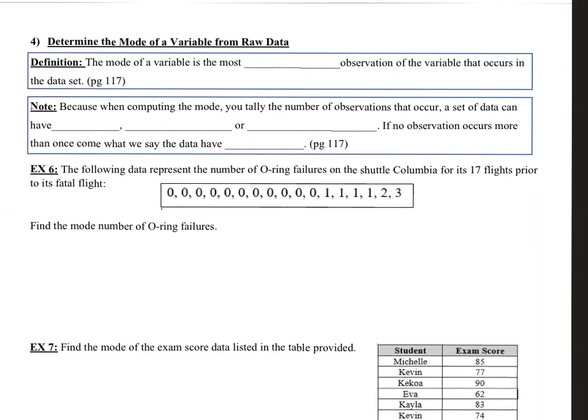Objective 4. Determine the mode of a variable from raw data. So by definition, the mode of a variable is the most frequent observation of the variable that occurs in the data set. So note, because when computing the mode, you tally the number of observations that occur, a set of data can have one mode, two modes, more than one mode.